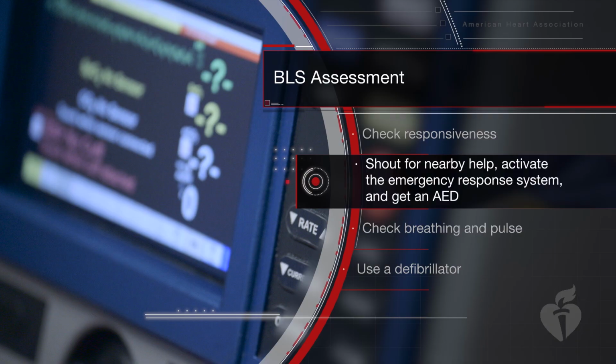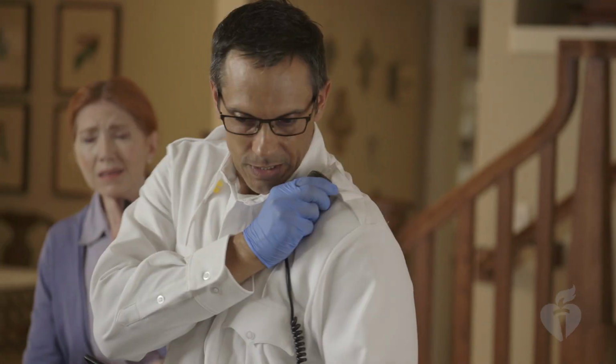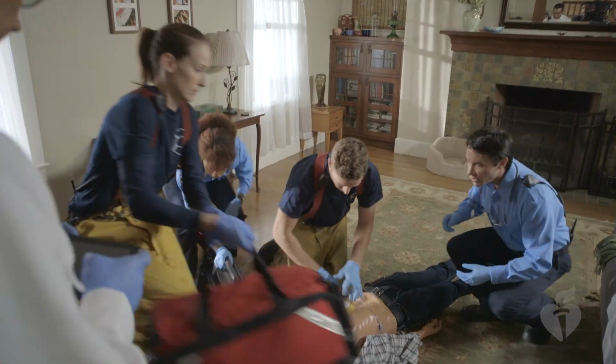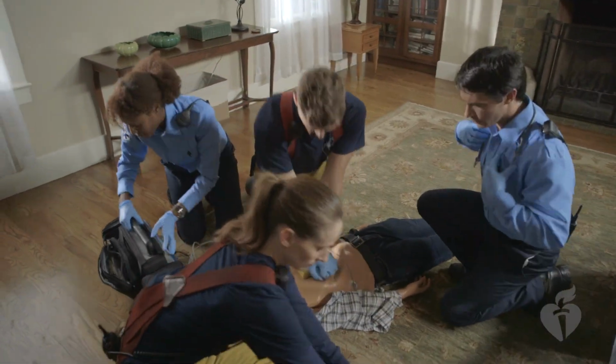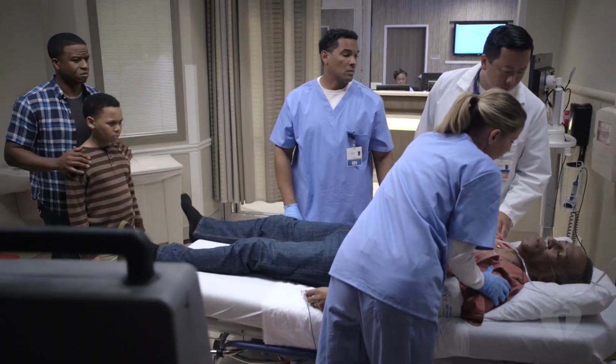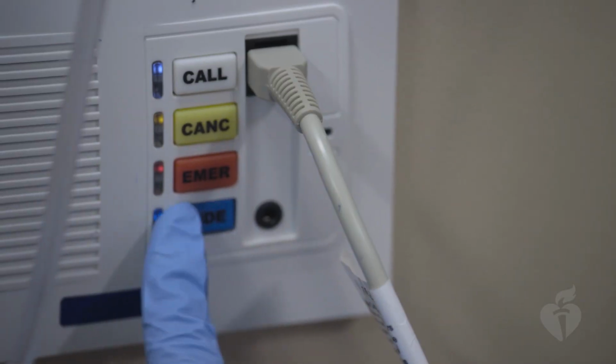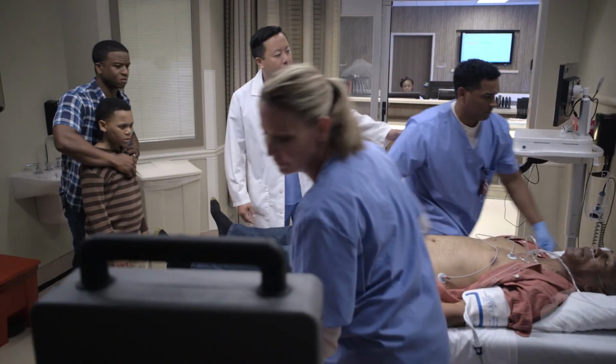Activate the emergency response system and get an AED or defibrillator. Depending on the circumstances, EMS providers may need to call for additional responders to assist with the patient. In some settings, the healthcare provider may assess the patient's breathing and pulse before activating the emergency response system.